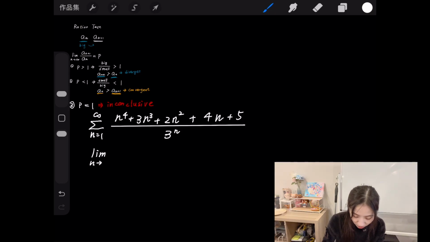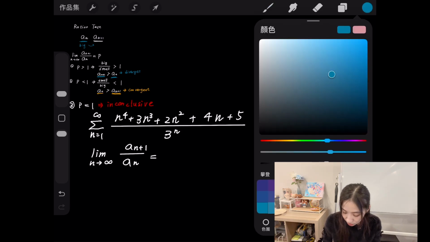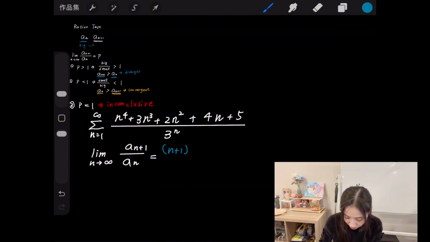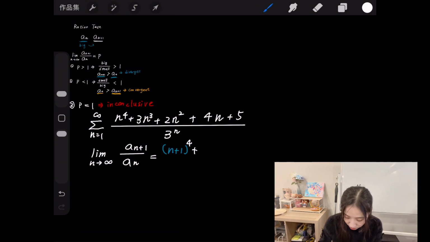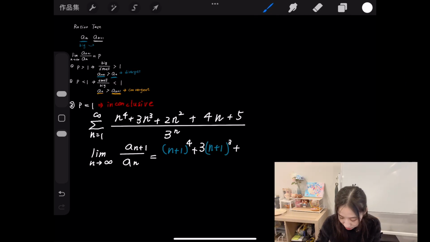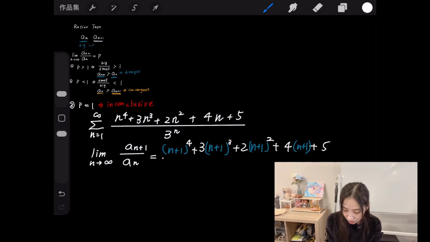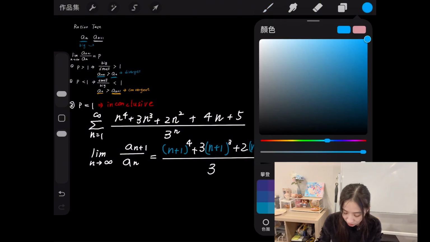Limit n approaches infinity of a sub n plus 1 all over a sub n, which will be, I will use a different color, n plus 1 to the power of 4 plus 3 times n plus 1 to the power of 3 plus 2. I will just write down the coefficient here, so I don't have to change color all the time. So this will be n plus 1 to the power of 2 and to the power of 1, all over 3 to the power of n plus 1.